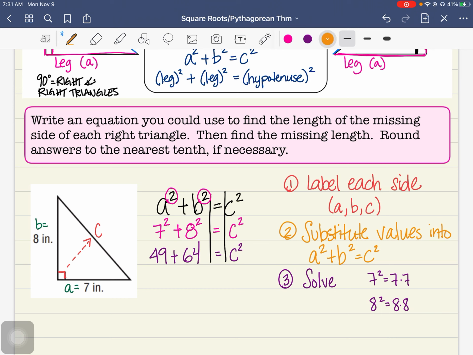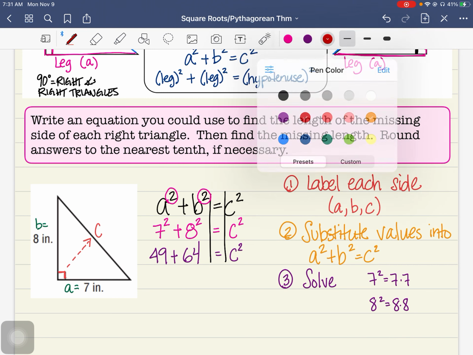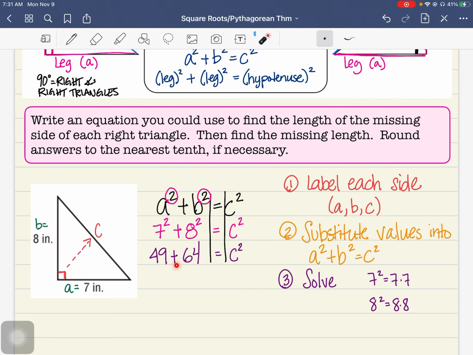All right. So now our simplifying is going to involve exponents. We didn't have to do that before, but we're going to have to do that now. And now all we have to do is add up 49 and 64. So 49 and 64 is 113, which is equal to C squared. And now this problem looks like the ones we did in our last lesson. So to undo the squared, we need to square root both sides. So I'm going to square root both sides. Remember, that cancels out. So we get C is about equal to the square root of 113.